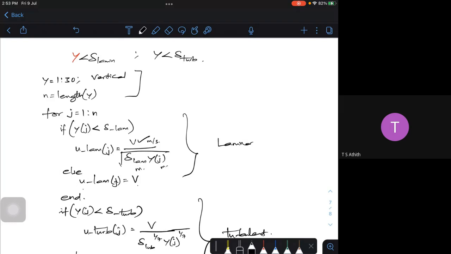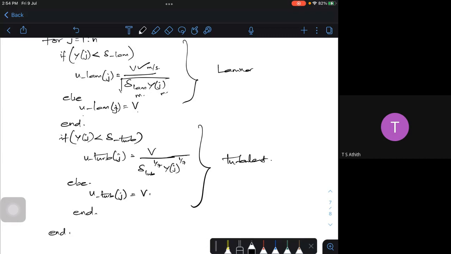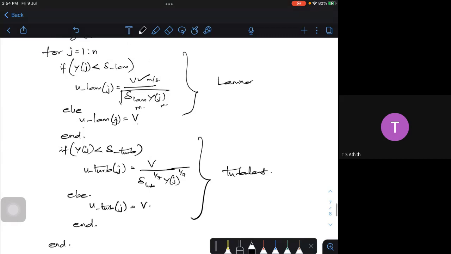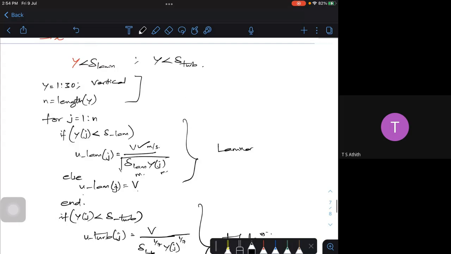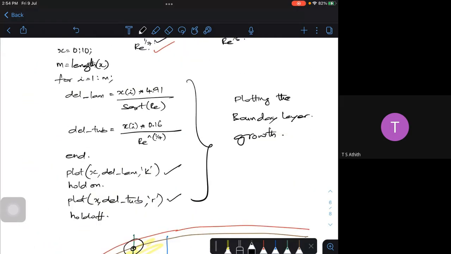It's something like V by delta, U by that particular thing. So U by V is equal to that, from that kind of problem. What I'm going to get here is 1/7 root or something. It has to match; it comes from that principle. Locally, if you plot it, you will get one for the laminar and one for the turbulent. This is for the profile, and this is for the growth of the boundary layer, delta.